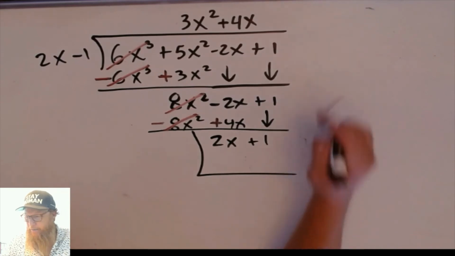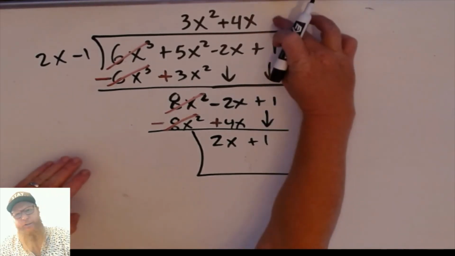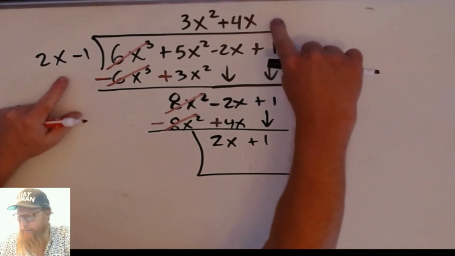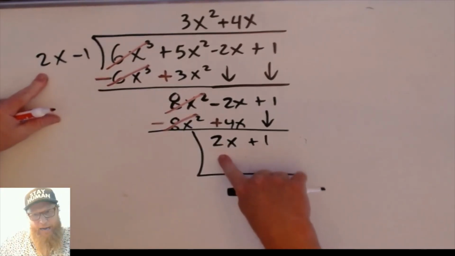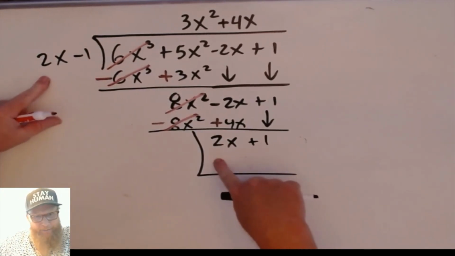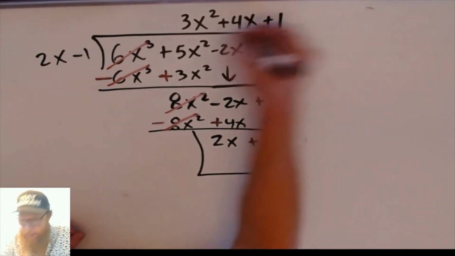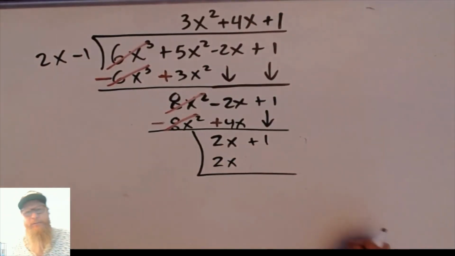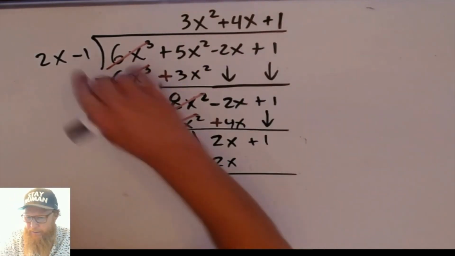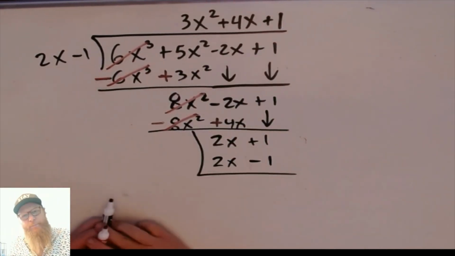Another round. You can tell when you're almost done. We'll get to your constant. You know you're one step away from being done. So what times 2x is 2x? Well, those are already the same, so that's 1. 1 times 2x is 2x. And then 1 times negative 1 is negative 1.